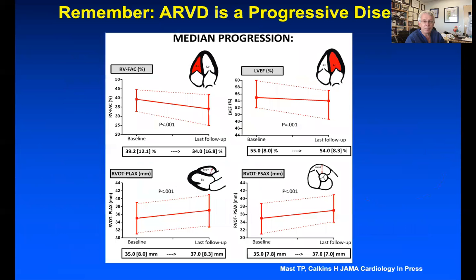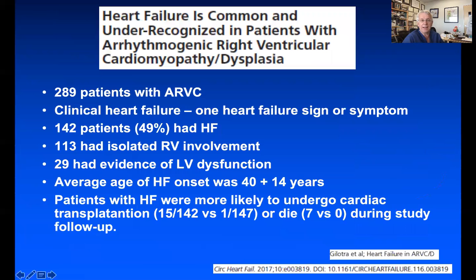Finally, we want to prevent progression. This is a slide from a study showing that over time, RV function goes down, RV size goes up, LV function goes down, and so this is a progressive disease over time. Don't let anyone tell you it's not.